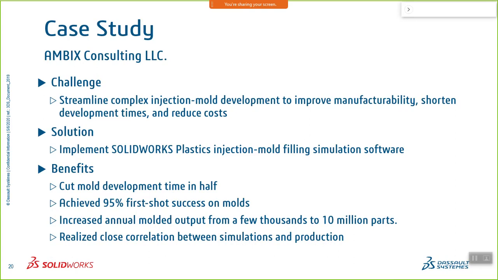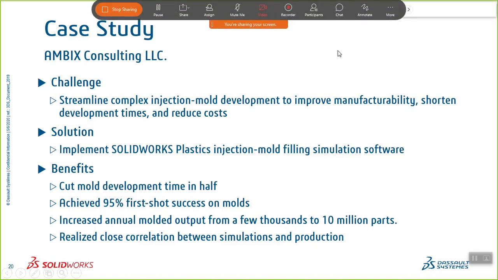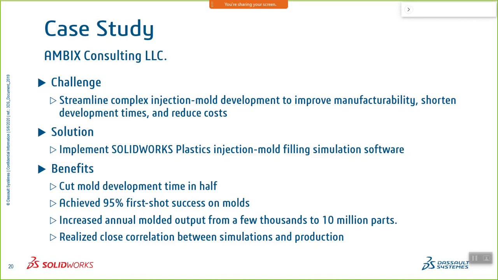have from the software were like they cut the mold development time in half, achieved 95% first shot success, right? First shot success is what? That whatever product you have designed, in the first shot itself it is correct, right? So in the first shot itself it becomes correct. So the success rate they have achieved is 95%. Increase annual molded output from a few thousand to 10 million parts, and realized close collaboration between simulation and production.